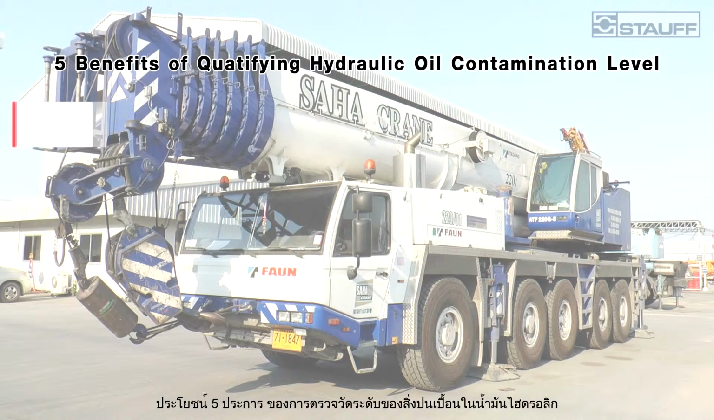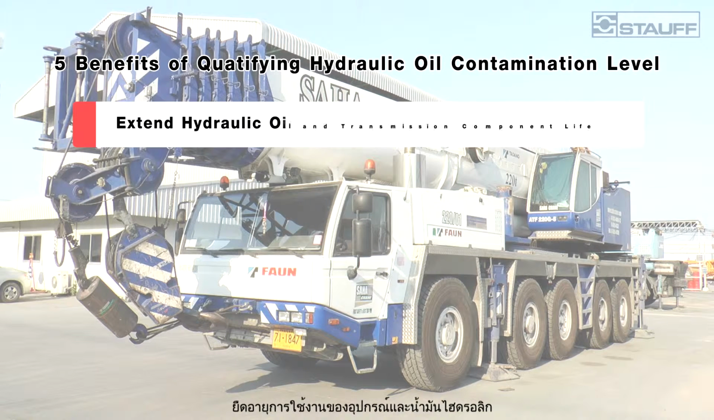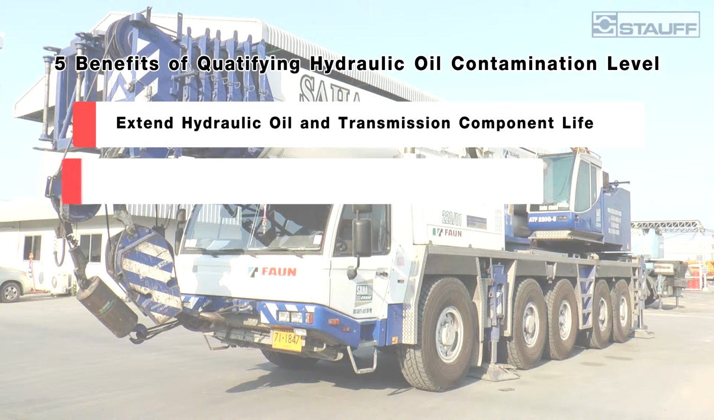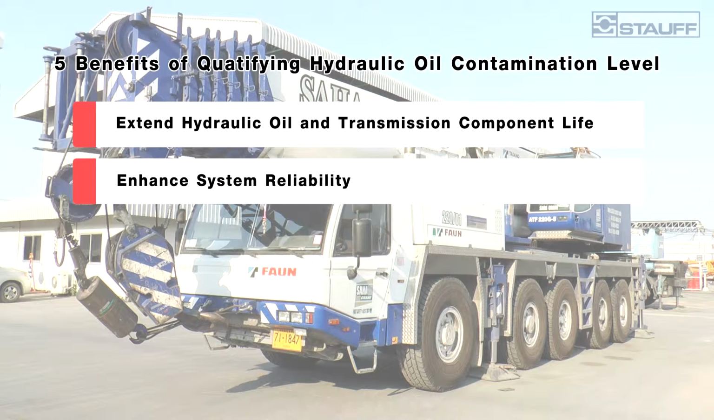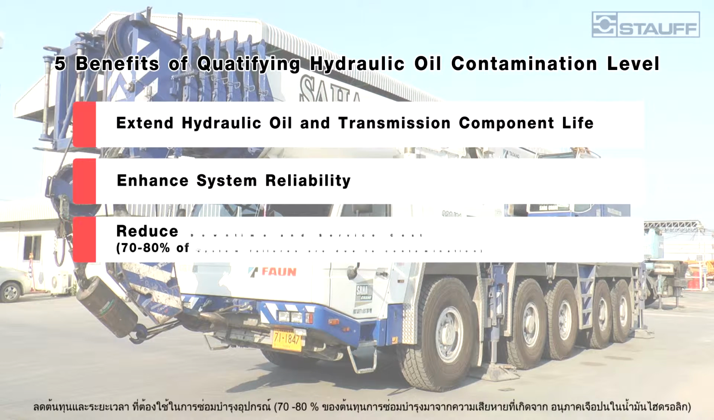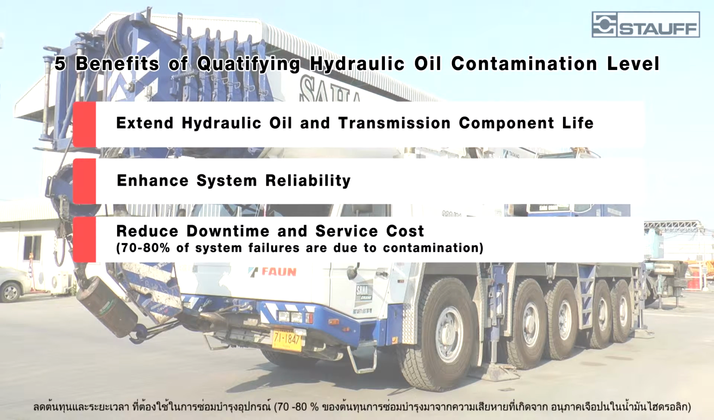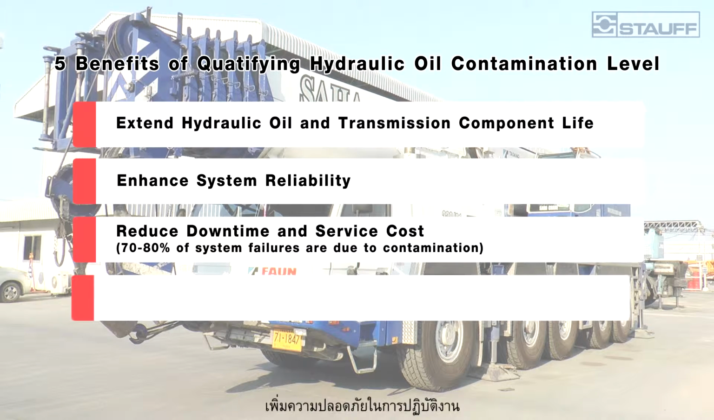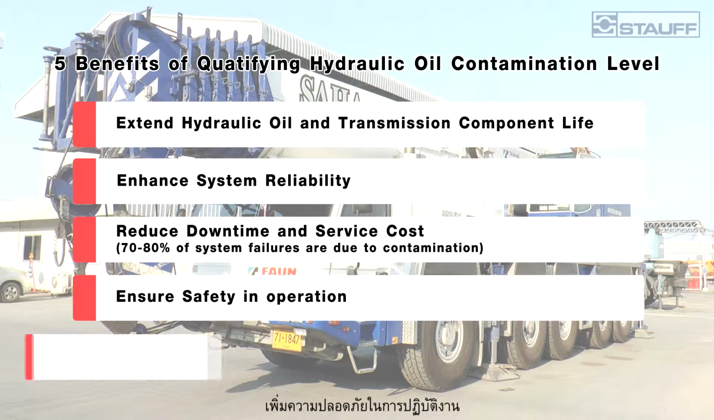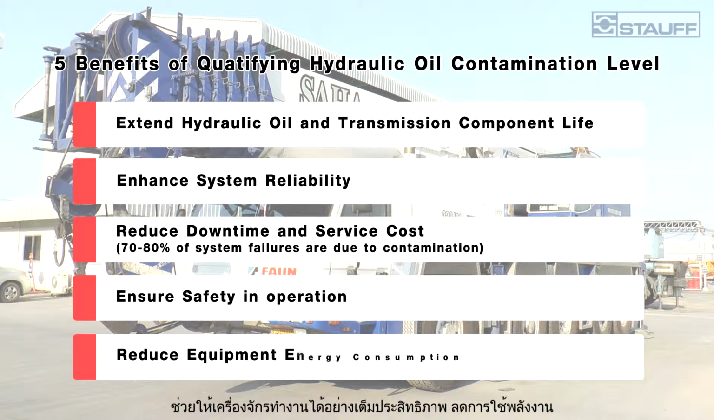5 benefits of measuring and quantifying the numbers of solid contamination in hydraulic oil. Extend hydraulic oil and transmission component life. Enhance system reliability. Reduce downtime and service cost. 70 to 80% of system failures are due to contamination. Ensure safety in operation. Reduce equipment energy consumption.